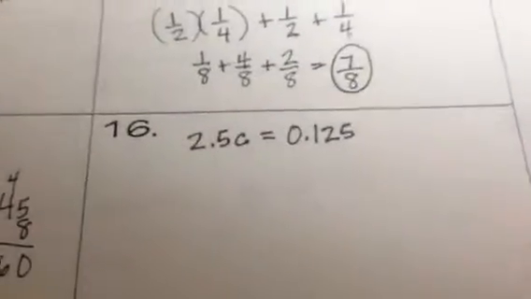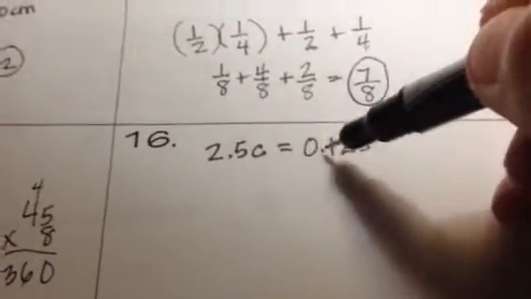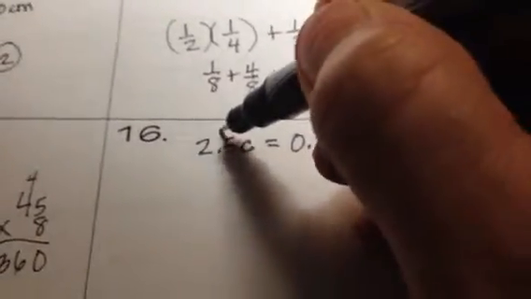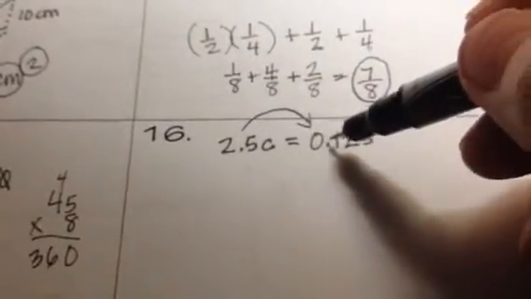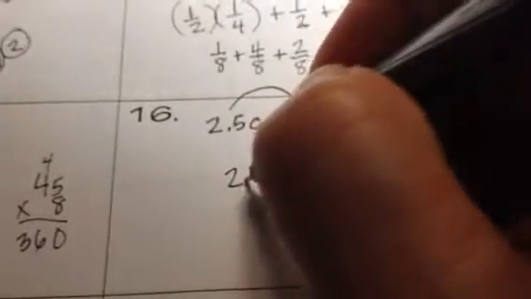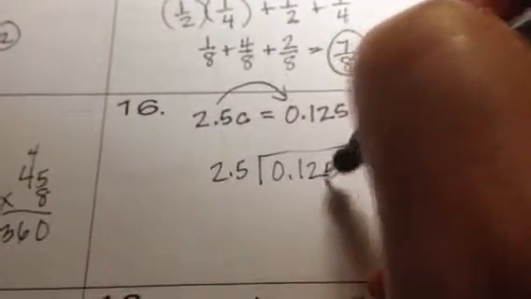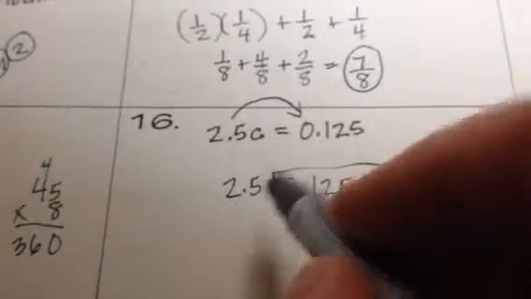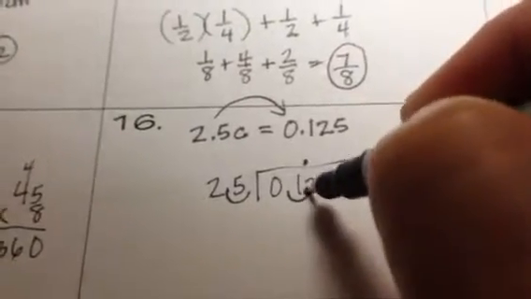Number 16 is another simple division problem. When you have 2.5c equals 0.125, you have to divide 2.5 into 0.125. All right, put it like this. Now I want this to be a whole number, so I'm going to move this decimal over one place. That means I'm going to move this decimal over one place.